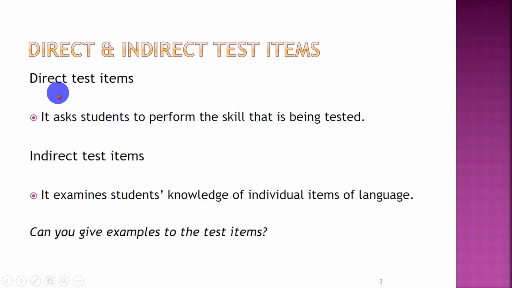A direct test item asks students to perform the skill that is being tested. So a direct test examines student knowledge of individual items of the language or any scientific phenomena. Now, can you give me an example of this test item? As you know, the direct test item asks students to perform the skill that is being tested for. So it's a practical example.